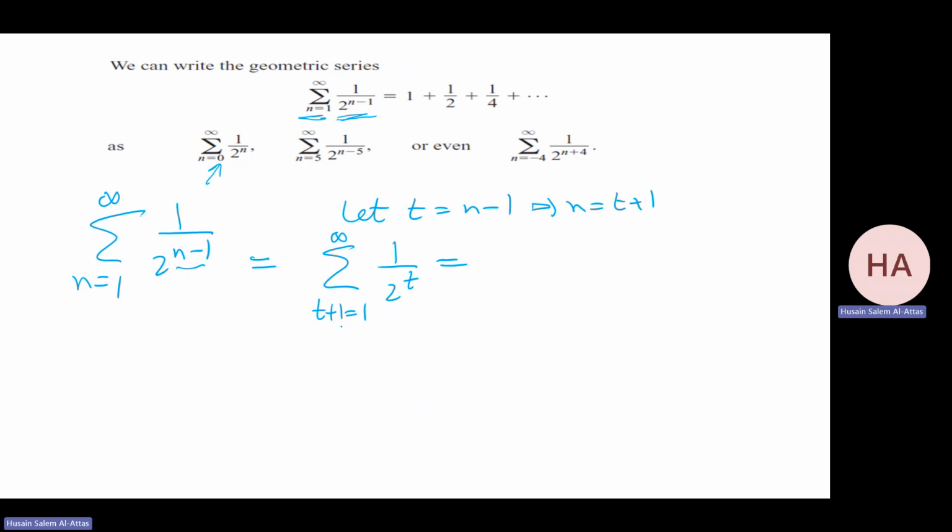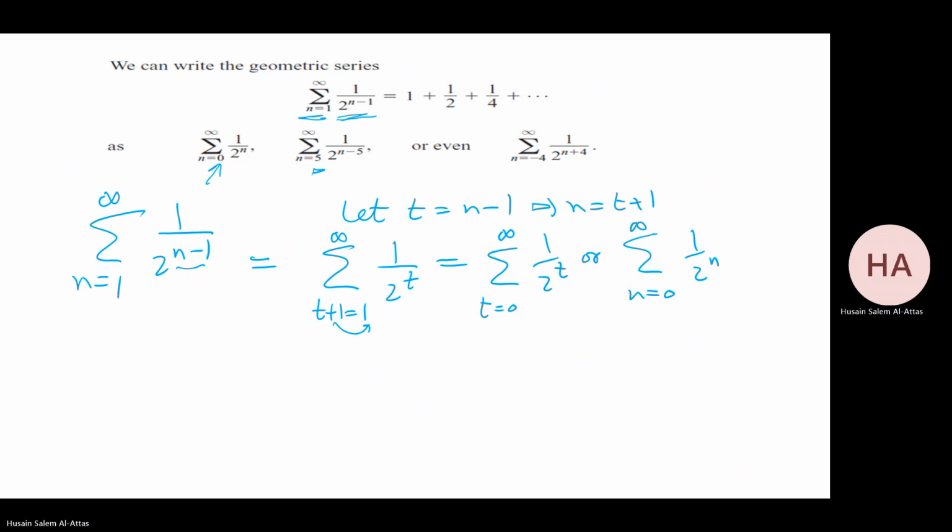That means taking 1 to the other side, I have the summation, t equals 0 to infinity, 1 over 2 to the power t. These are dummy variables. I can say it's n goes to infinity, 1 over 2 to the power n. Now assume I want it starting from 5.